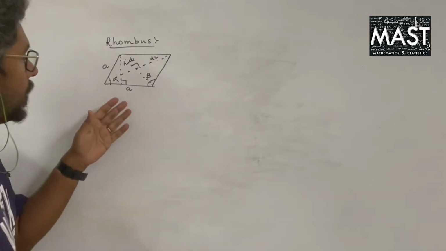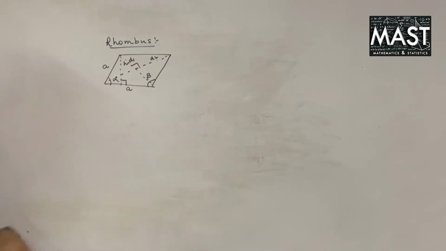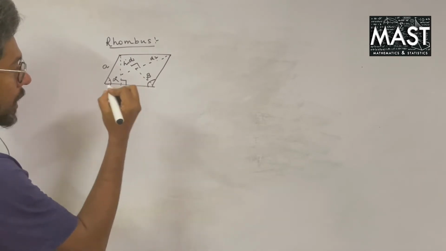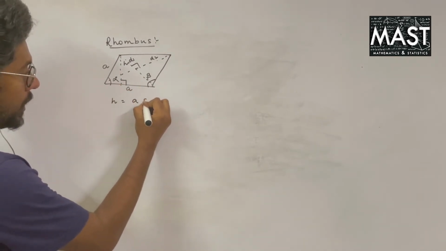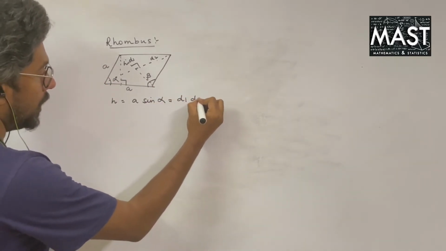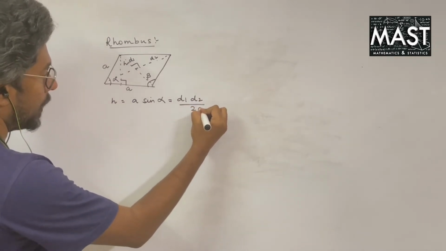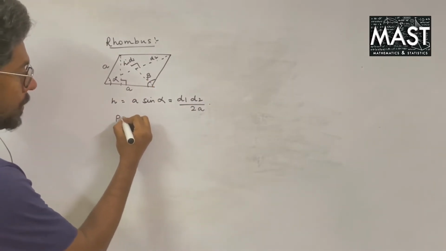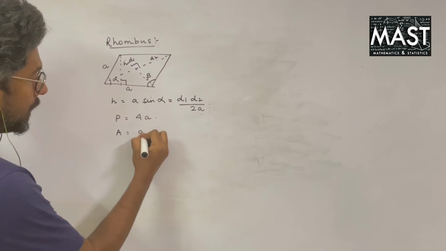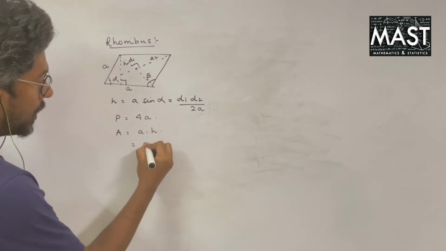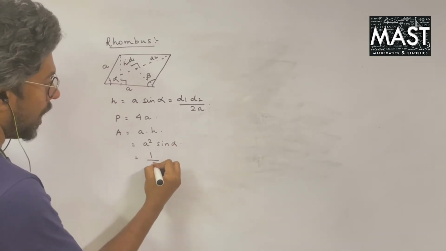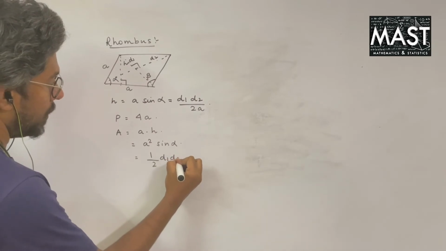The next figure that we will be talking about is a rhombus. If we have to find the h or the height, it will be given as a sine alpha, or d1 d2 by 2a. The perimeter would be given as 4a, the area as a into h, or a square sine alpha, or half into d1 d2.